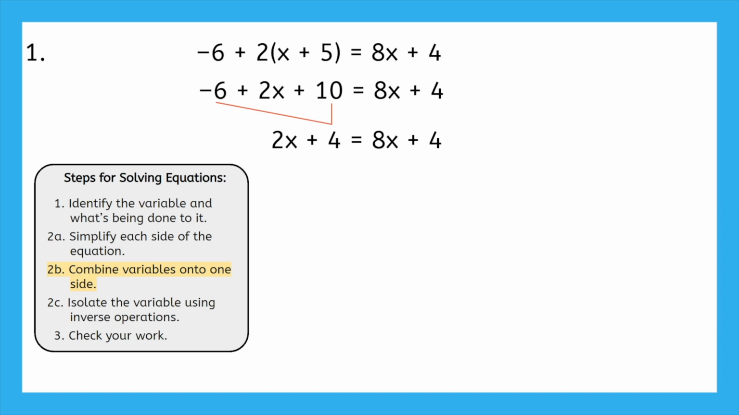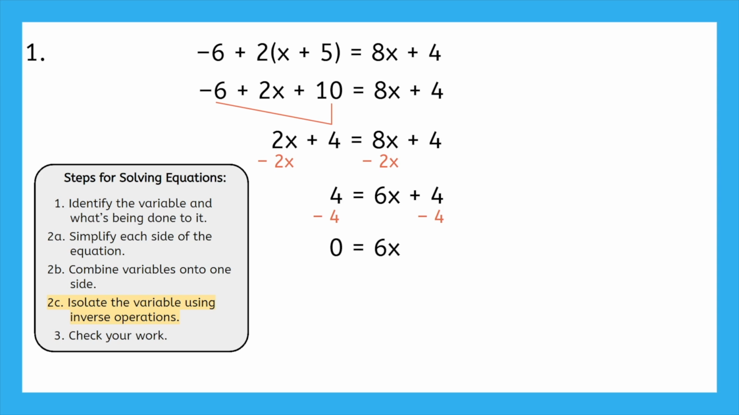Both sides are fully simplified, so it's time for step 2b, combining the variables on the same side. You could have done it differently and still found the right solution, but I brought the baby home to mama and brought the smaller term, 2x, over to the bigger term, 8x, using subtraction. That gave me 4 equals 6x plus 4. Time for step 2c, inverses. I need to subtract 4 from both sides, which gives me 0 equals 6x.